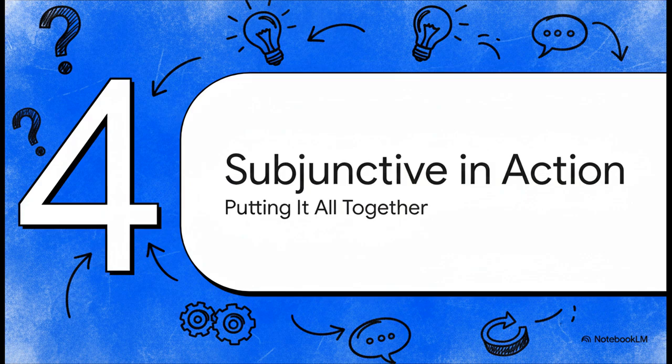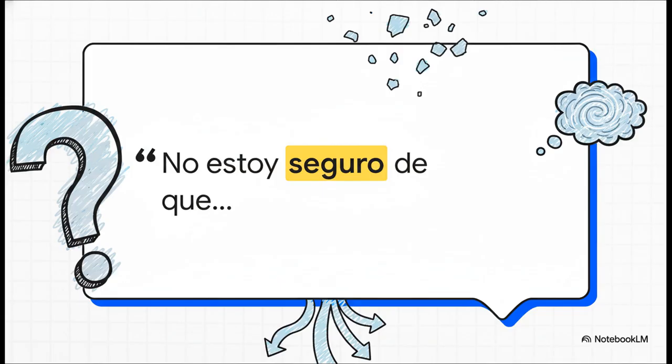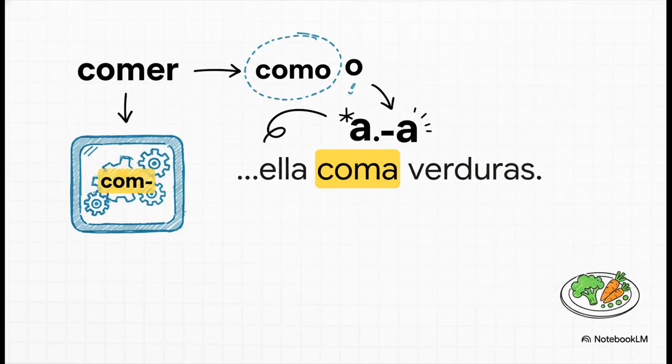Okay, time to put it all together. We've got our triggers, we've got our formula. Let's see how they team up to build actual sentences. This is the moment where the light bulb really goes on. Okay, example number 1. We start with the trigger phrase, no estoy seguro de que, which means I'm not sure that. Right away, alarm bells should be ringing. We've got uncertainty locked in. So, what do you think is going to happen to the next verb? Ella coma verduras. There it is.